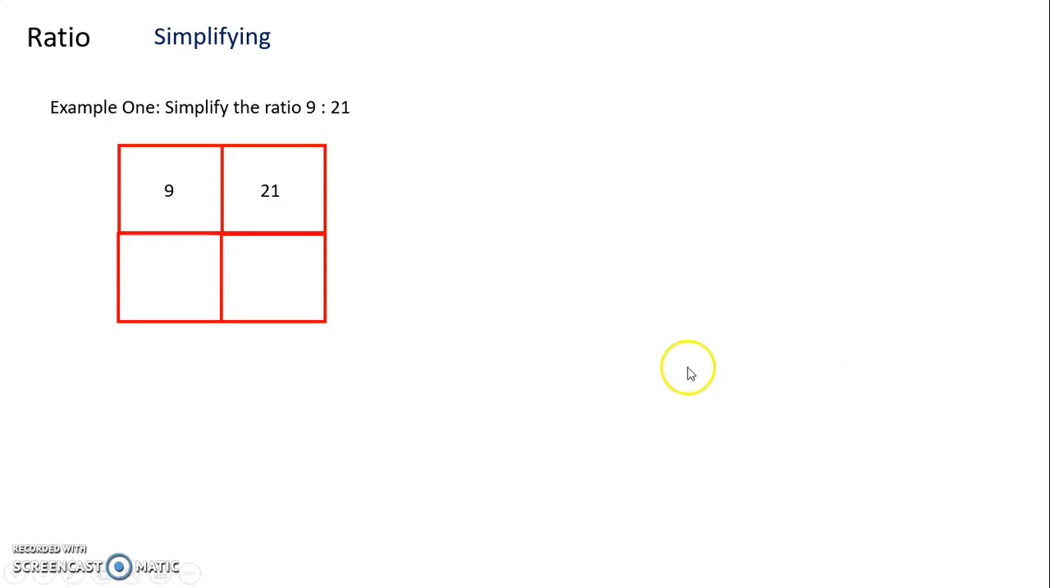So our ratio that we're trying to simplify is in the top of the proportion grid here, 9 to 21. And what I'm looking for is the highest common factor, the biggest number that will divide into both 9 and 21, which in this case is 3. So I'm going to divide both sides by 3, and that will give me 3 on the left-hand side and 7 on the right-hand side. So my answer is 3 to 7.